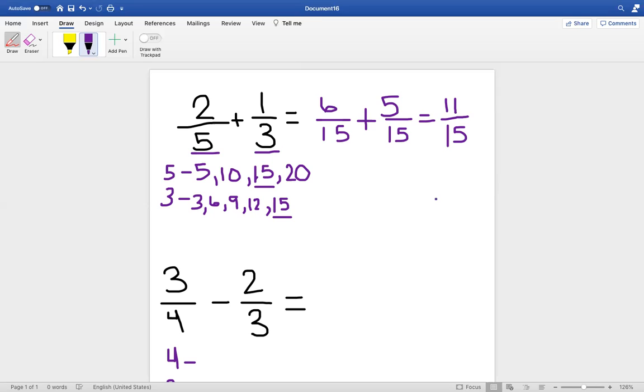So then I just check 11. And 15 cannot be divided by 11, right? 11 times nothing gives us 15. So 11 over 15 is in simplest form, and that's our answer for adding fractions.